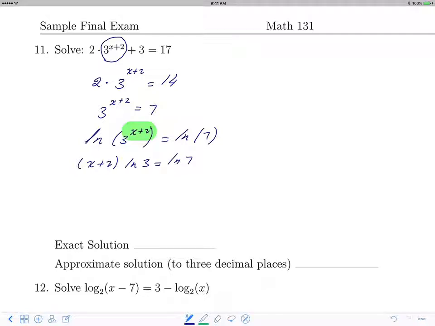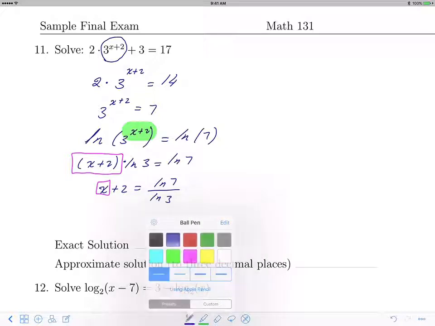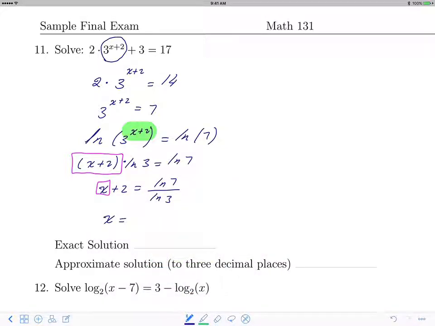And now our goal is to isolate x plus 2. In order to do that, remember this is a product, so we can divide. X plus 2 equals ln 7 over ln 3. And then to isolate x, we're going to subtract 2 on both sides. So we get x equals ln 7 over ln 3 minus 2. And that's the exact solution.